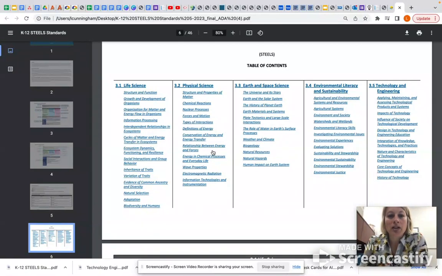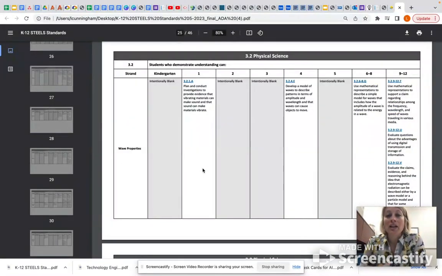So if I go ahead and click to anything in here, let's go to wave properties. I can click right to that section, and it's going to show me, like the introduction in the document told us, a progression of this strand across kindergarten through 12th grade for students. And we can see that in kindergarten, it's blank, but in first grade, that's when we first start to see that this strand of wave properties should be introduced to students. So we have that standard listed there.